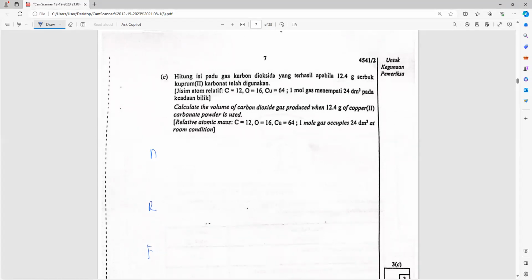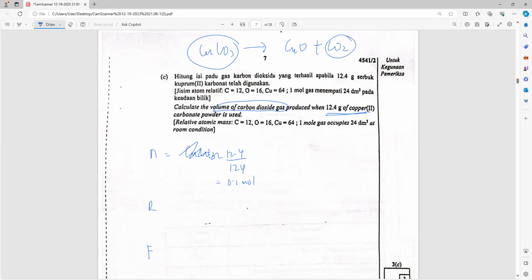All right. The first thing they want me to find is the volume of carbon dioxide gas when 12.4 gram of copper carbonate is being used. So our teacher writes back the formula here: CuCO3 gives CuO plus CO2. You're going to get 12.4 divided by 124, correct? Yes. You get 0.1 mole. Do I want the number of moles of copper(II) carbonate, or do I want the number of moles of carbon dioxide?